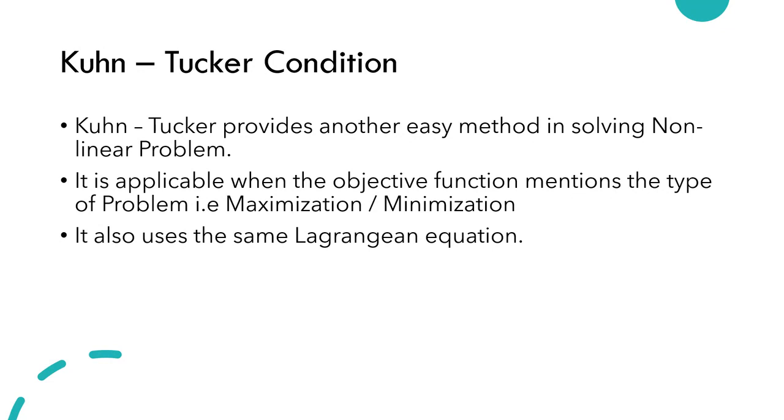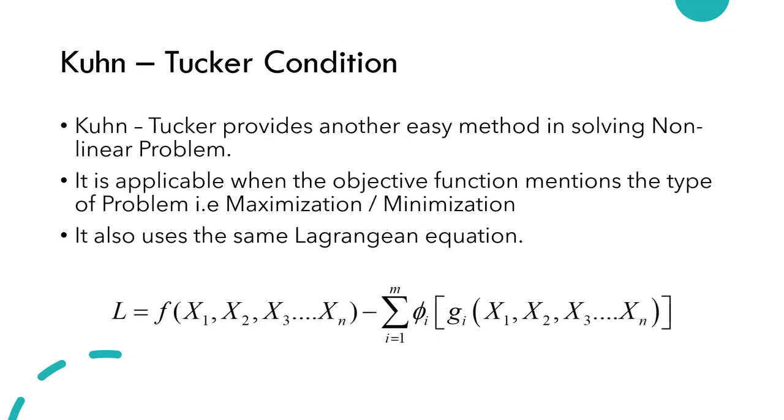So we have to form a Lagrange equation L, and then solve using these conditions. The Lagrange equation is what we discussed earlier. L is equal to f of x1, x2, x3, which is your objective function, minus some constant, along with the constraints. Based on the number of constraints we can use it.